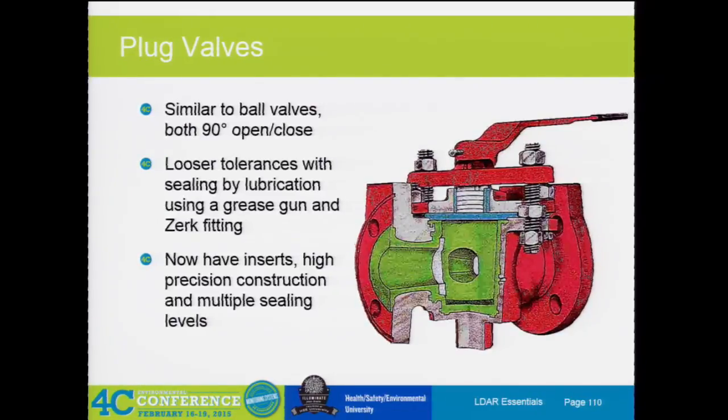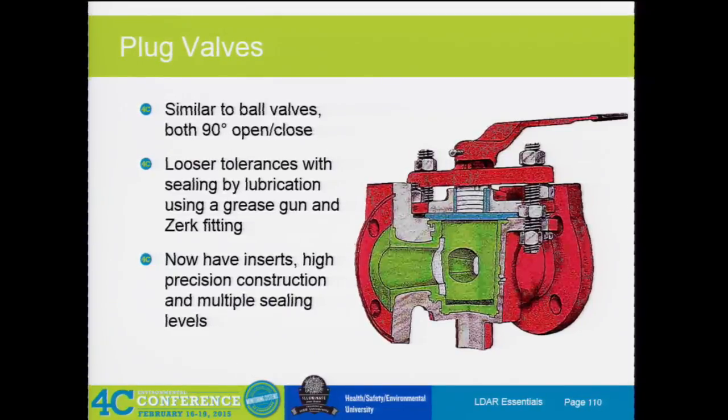Plug valves, similar to a ball valve, have the 90-degree open and close. Looser tolerance with sealing and lubrication. You can use a grease gun to seal these things. Now they have inserts, high precision construction, multiple sealing levels.